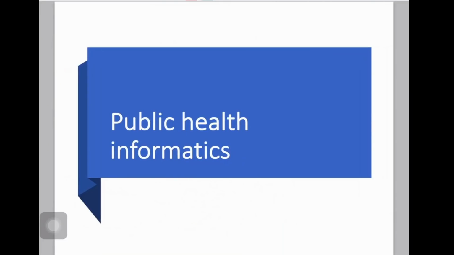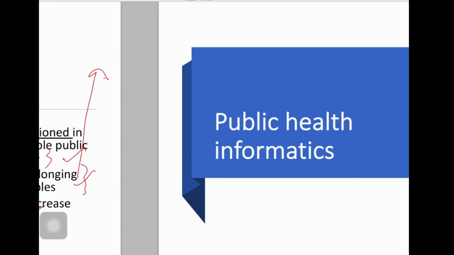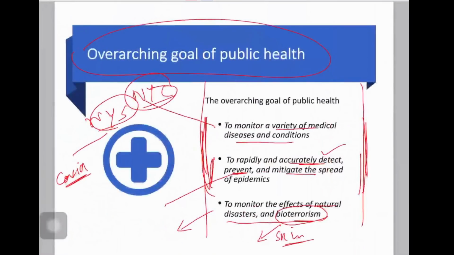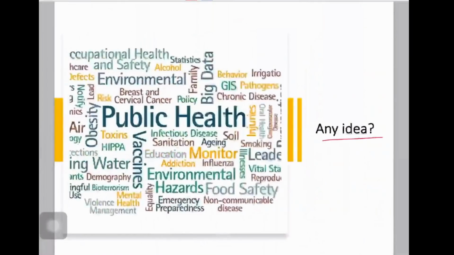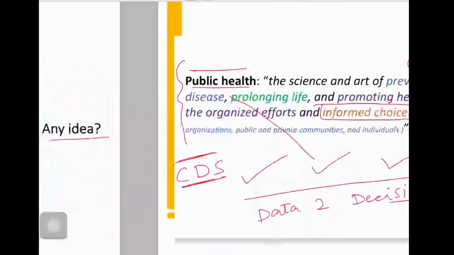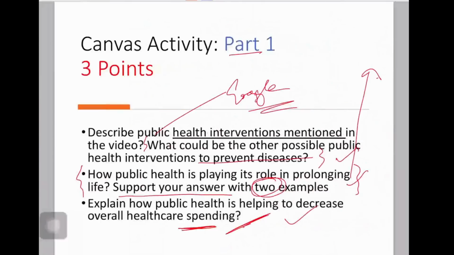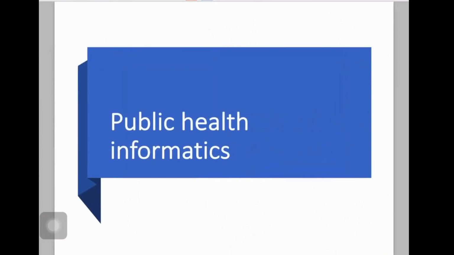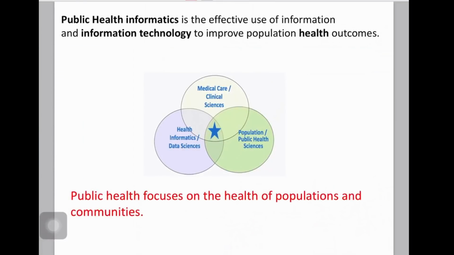Now let's look at public health informatics. What we have discussed so far is public health. We did not discuss the informatics part, that is, when we have public health data, how we can analyze and deal with it. Just like public health, public health informatics also has its overarching goal. Now let's look at the definition.